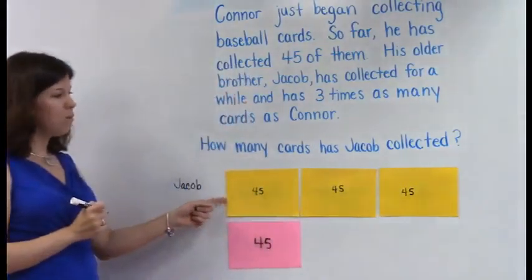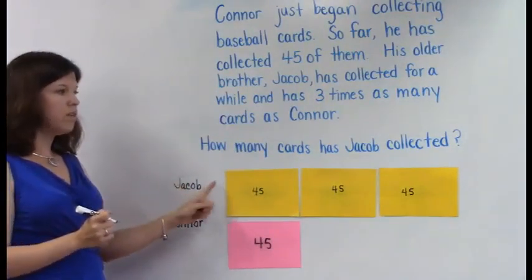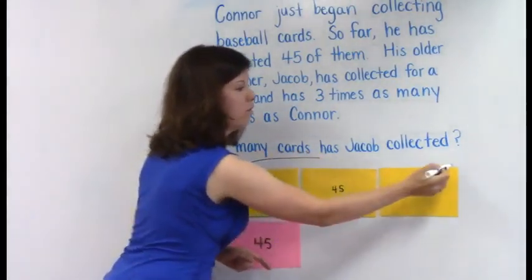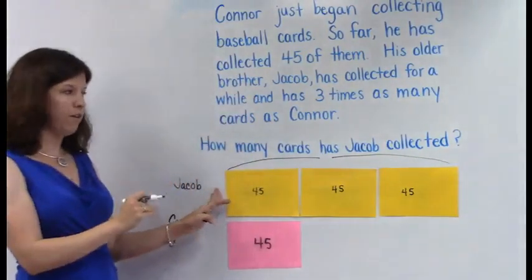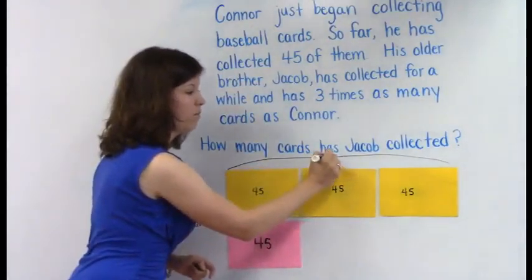But what we're missing, what we're trying to figure out, is how many cards Jacob has collected. So in this problem, what we're missing is the total value for Jacob's cards. His entire bar is an unknown value at this point, and I'm going to assign it a variable. I'll use the variable y.